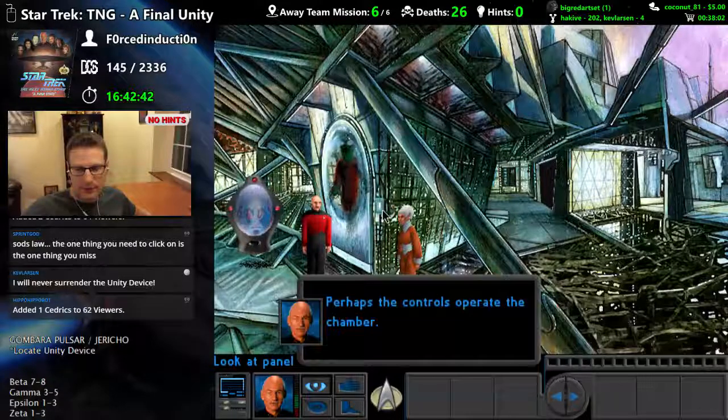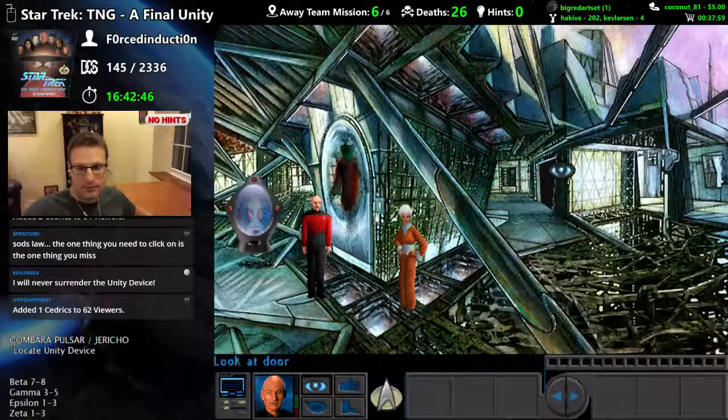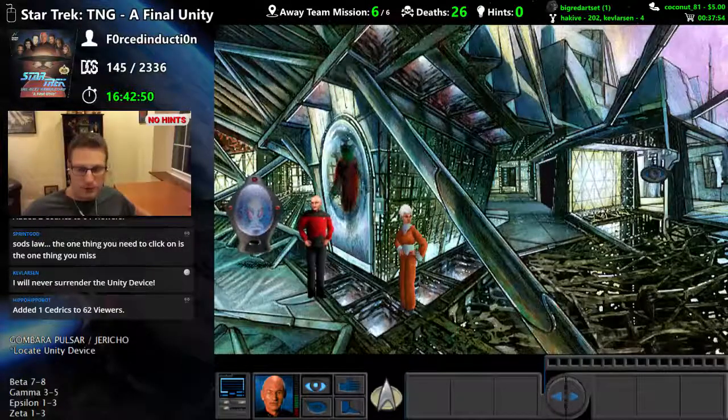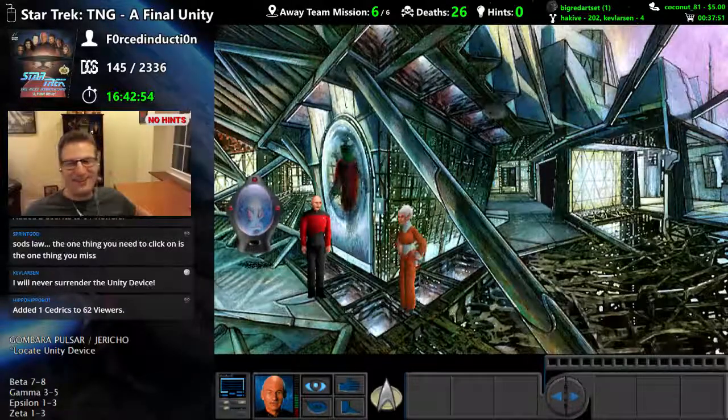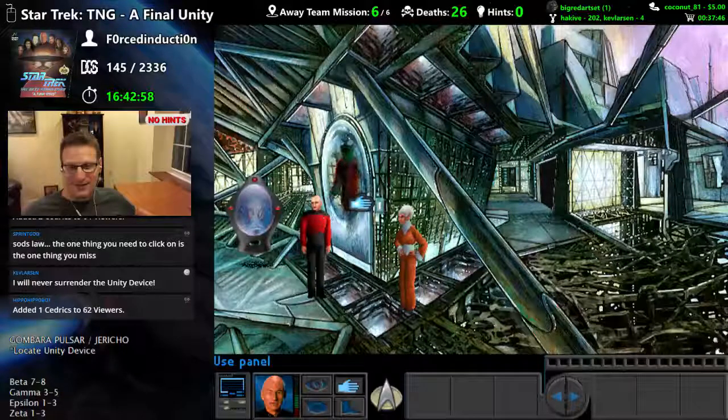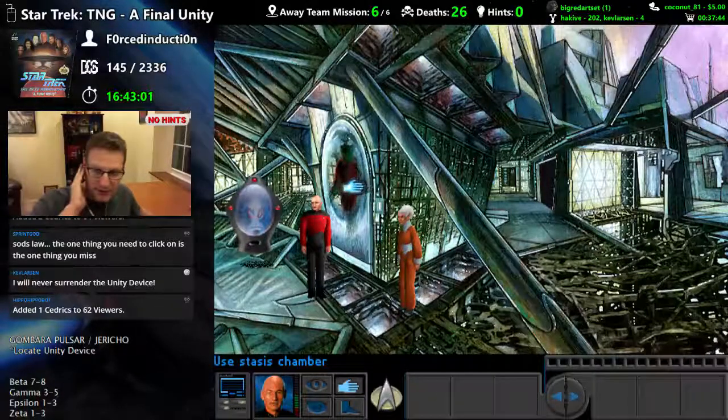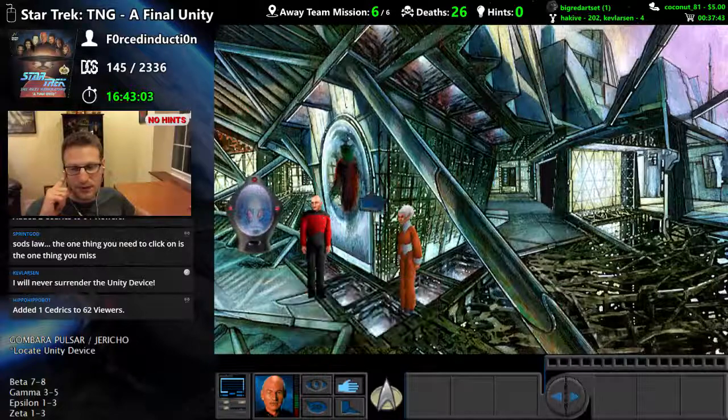And then there's a panel. Perhaps the controls operate the chamber. Perhaps. We have a door over here. It's a door. A door? You don't say. Look at right. Fascinating. So is it just fault when he doesn't know what to do? Alright, shall we... Oh, we lost the artifact? Damn. It did not work. Alright, let's tempt fate. Let's use this panel.